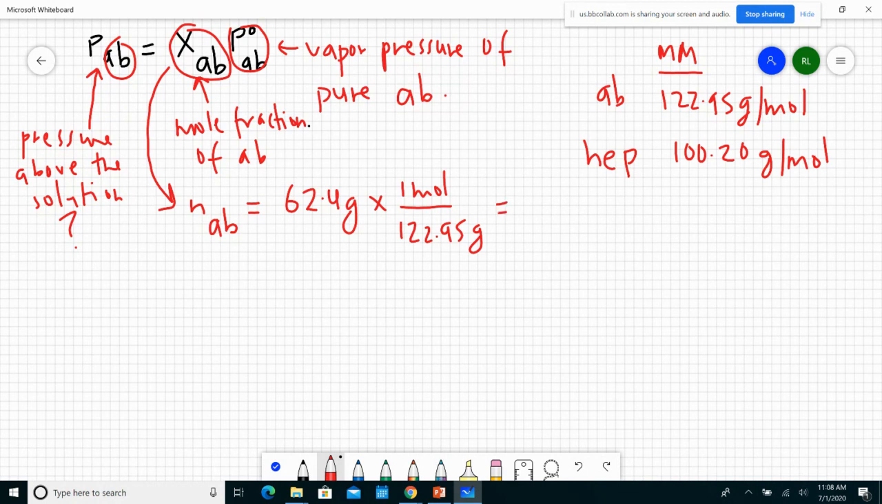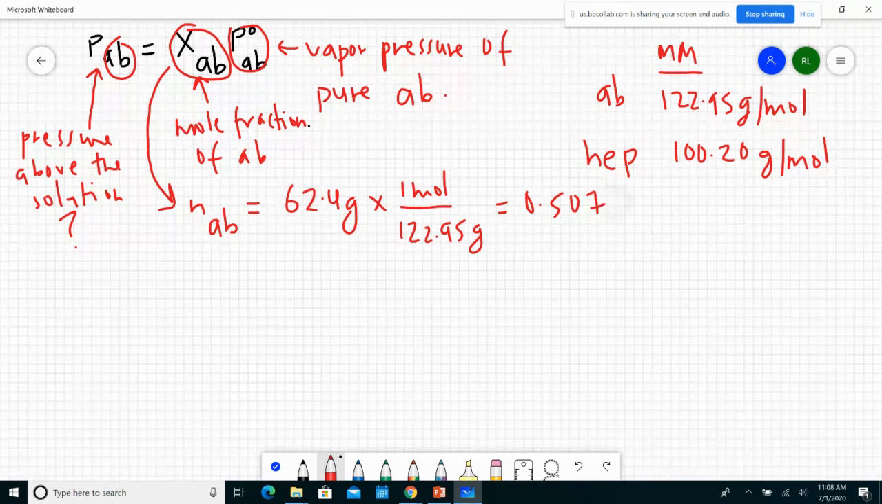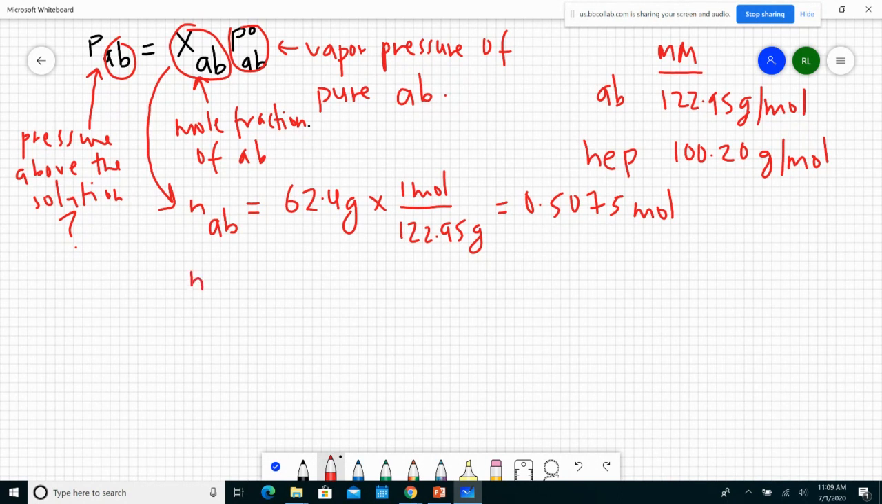Right, so that gives the number of moles of acetyl bromide. It's 0.5075. Right now, I'm just going to include up to four, five, six sig figs, and later we'll worry about the number of sig figs, if the question asks me. Because remember, to find the mole fraction of acetyl bromide, I do need the number of moles of heptane as well. Let me figure out the number of moles of heptane.